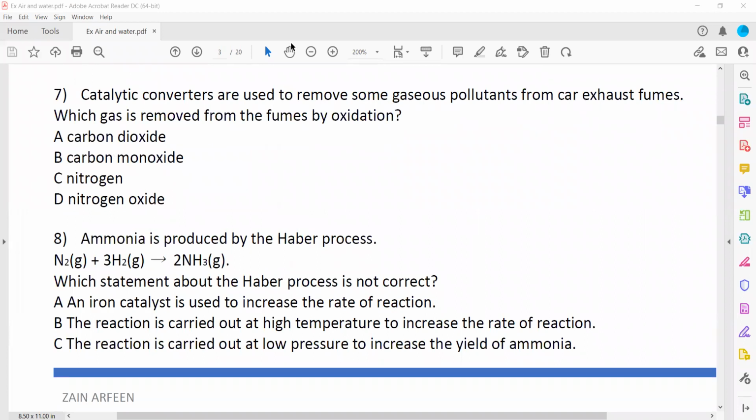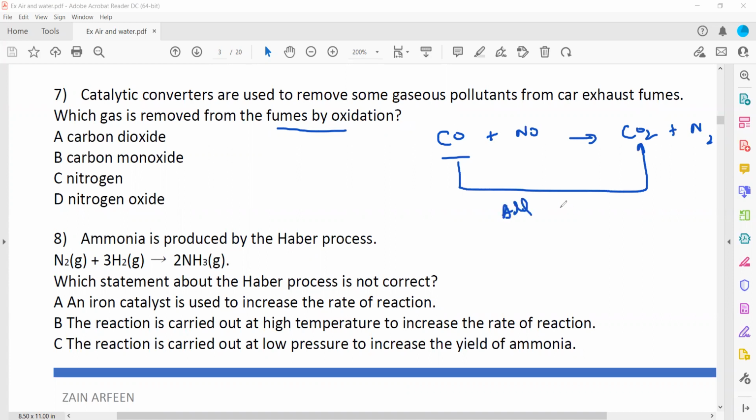Catalytic converters are used to remove some gaseous pollutants from the car exhaust. Which gas is removed by oxidation? What happened? Carbon monoxide and oxides of nitrogen become carbon dioxide and nitrogen gas. For carbon monoxide, there is an addition of oxygen, and addition of oxygen is called oxidation. For oxides of nitrogen, they turn to nitrogen gas. There is a removal of oxygen, and removal of oxygen is called reduction.